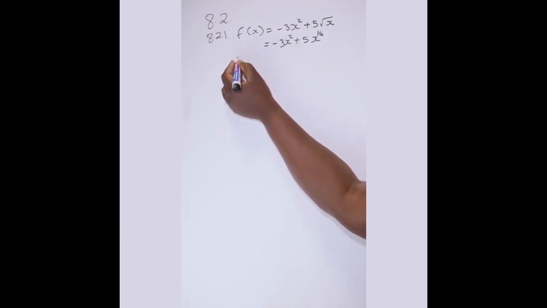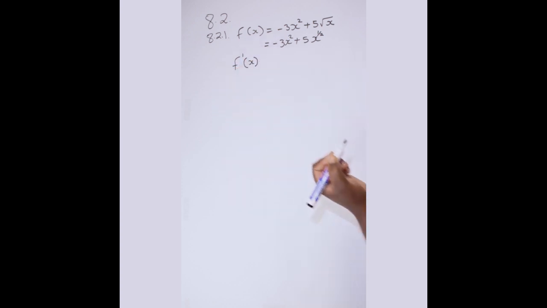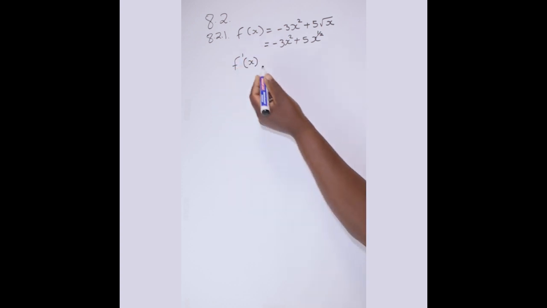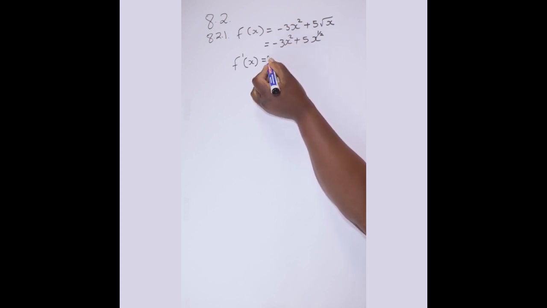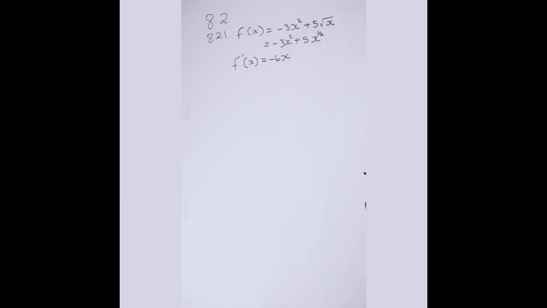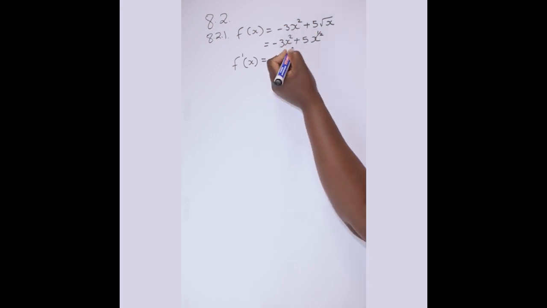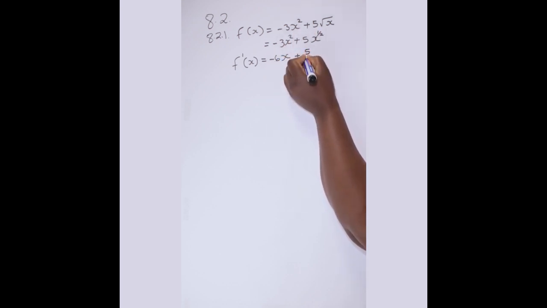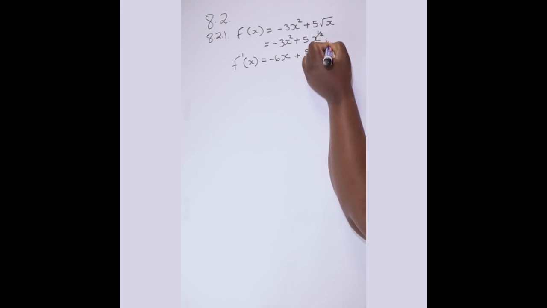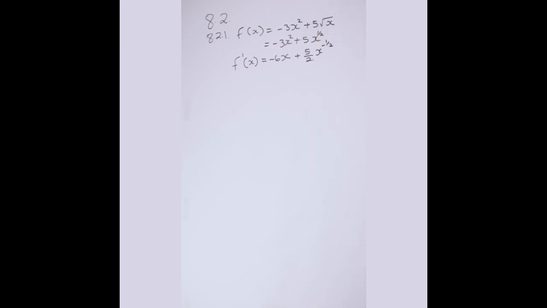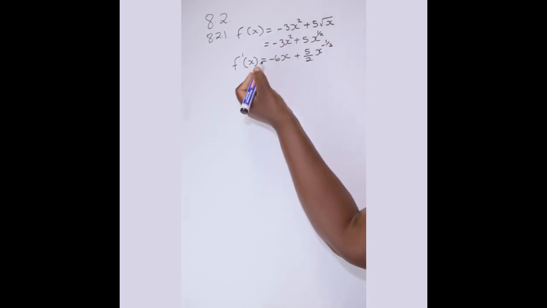And the moment you start to derive, you must put the prime, which represents the derivative. Okay, the first derivative. Now this is negative 3 times 2 will give us a negative 6x. And then 5 multiplied by 1 over 2 will give us 5 over 2, 5 divided by 2, x to the power negative 1 over 2. Because you have 1 over 2 minus 1. That's why you get a negative.